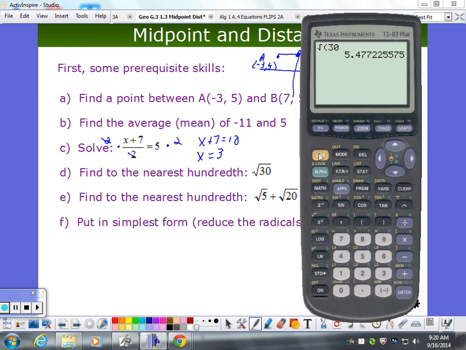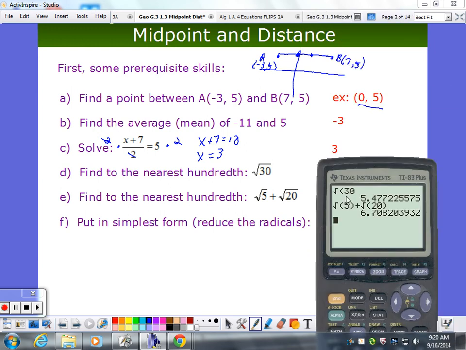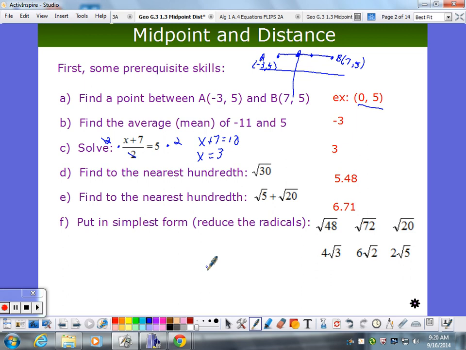Square root of 5 plus the square root of 20. I'm getting 6.71. And now simplest form. Oh, goodness gracious. Do you remember how to reduce radicals? Who needs a refresher? Please tell me if you do. Okay, thank you. I'm going to do the square root of 48.